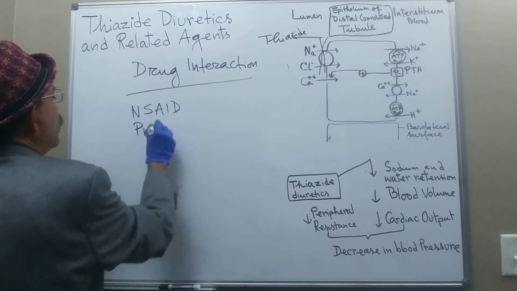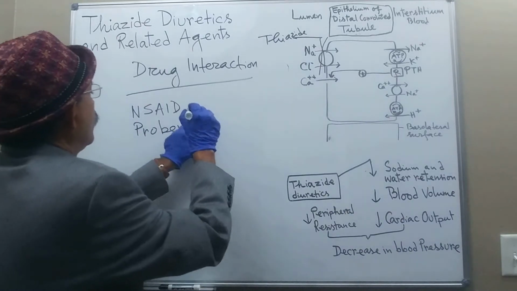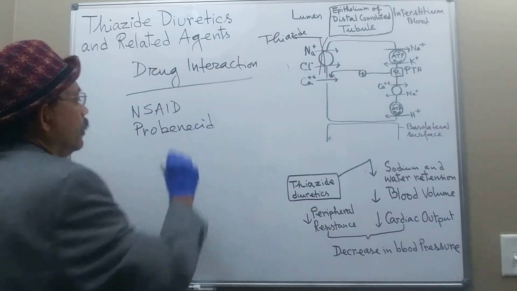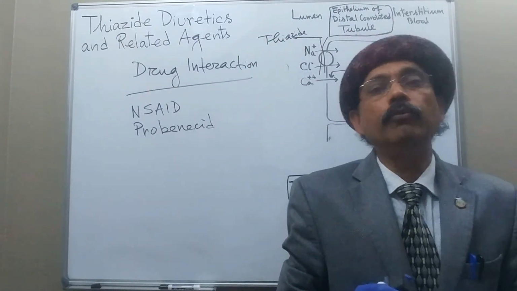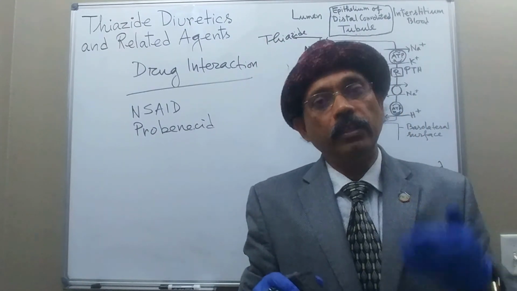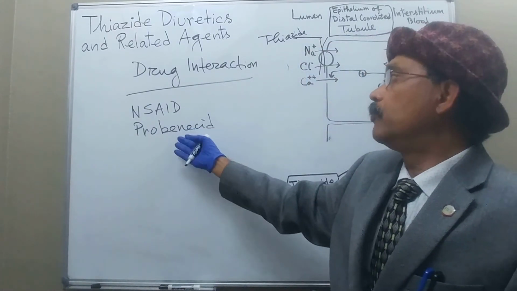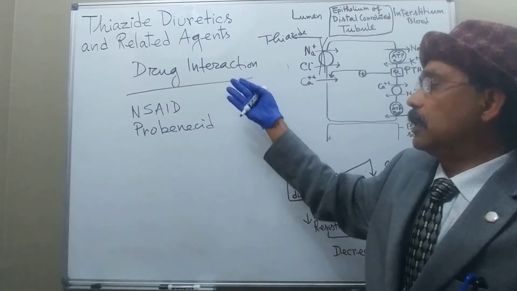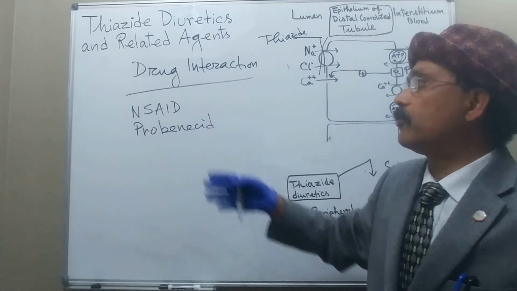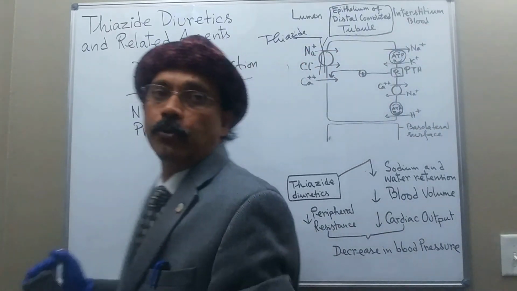Another one is probenecid. Probenecid is a medication that is a uricosuric drug. It releases the uric acid through the urine, so this will alter the action of the thiazide diuretic. So probenecid has a drug interaction with the thiazide diuretics.